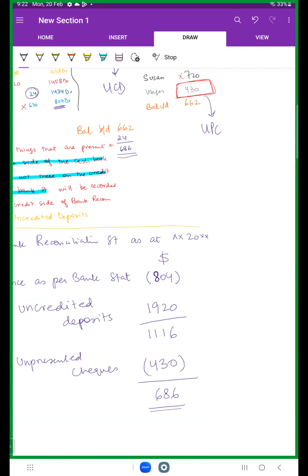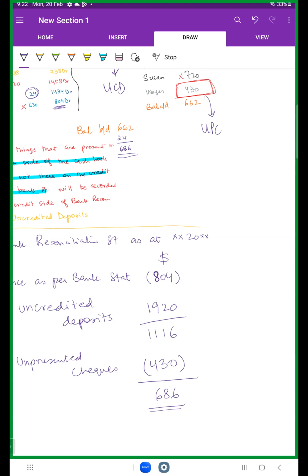Any problem till here? Don't we first make the cash book and then add the... We usually do that, but just to make you understand what figures we are including and what figures we are not including, I paused that 24 part for you. In most of the questions, you are first asked to make the adjusted cash book, and then you are supposed to draw the bank reconciliation.